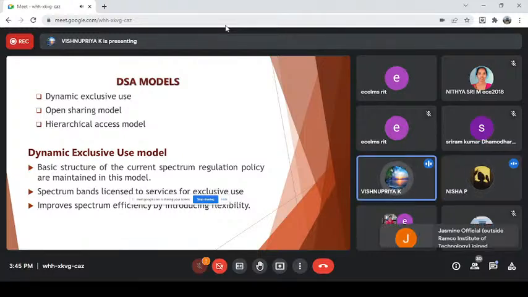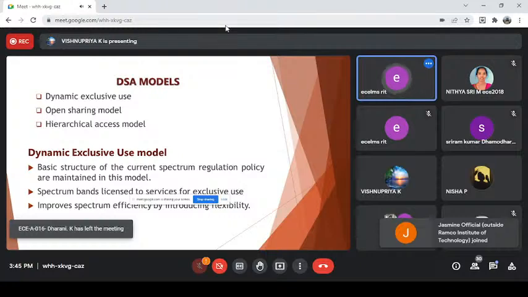In this model, the... Nisha, kindly mute your audio. Okay, ma'am. Okay, ma'am.